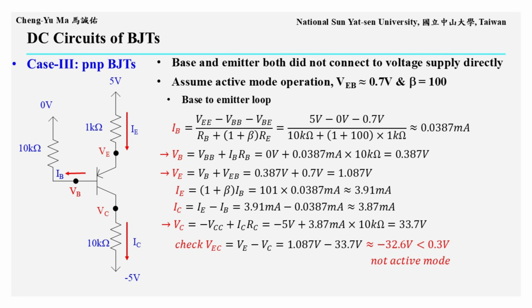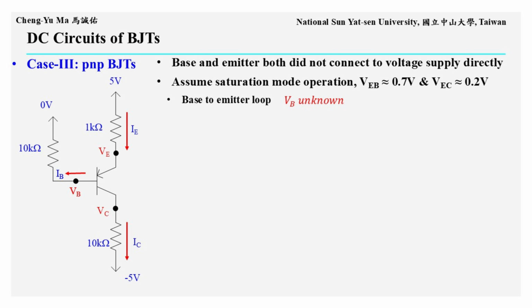IE equals (1 plus beta) times IB, giving about 3.91 milliamps. IC equals IE minus IB, which is about 3.87 milliamps. Then VC equals negative VCC plus IC times RC, which gives 33.7 volts. Finally, VEC equals VE minus VC, or about negative 32.6 volts. Since this is less than 0.3 volts, the active mode assumption is wrong. We must reanalyze the transistor in saturation mode.